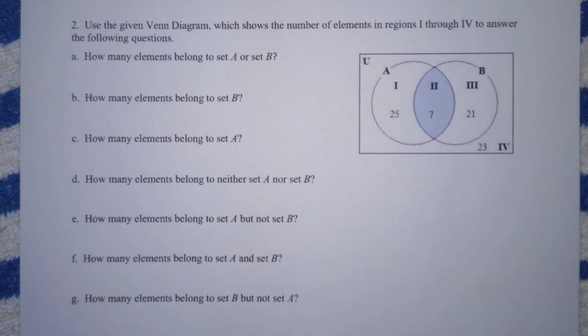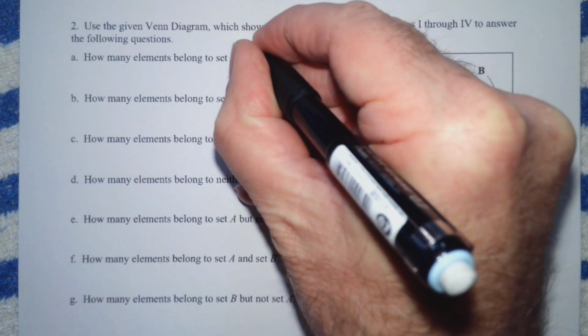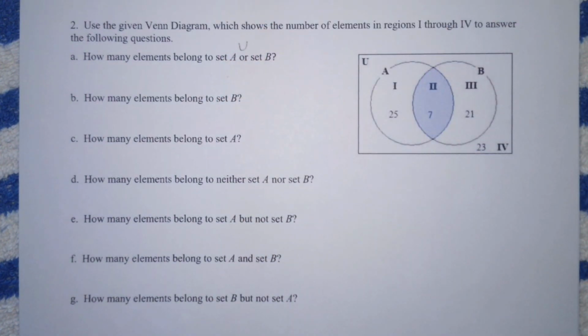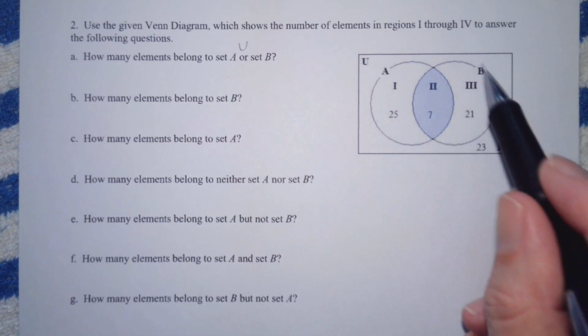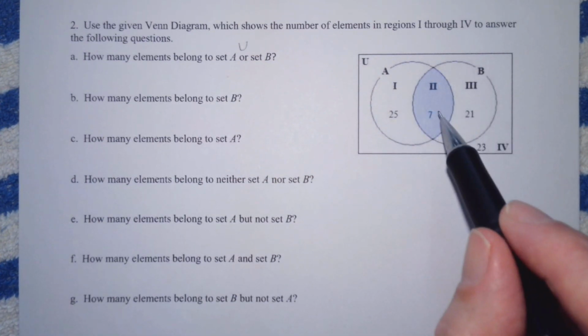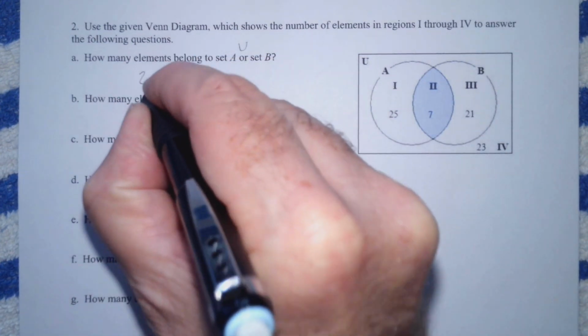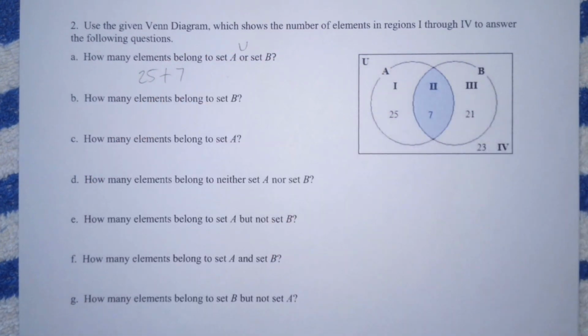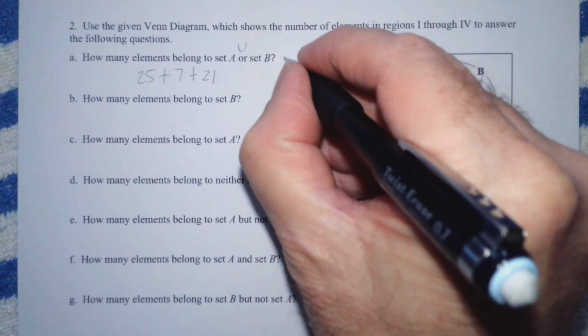All right, let's go ahead and go through this. So how many students belong to set A or set B? So again, when you see "or," think union. So that's basically all the elements in set A or set B or both. We're literally going to combine the two sets together. So we have 25 plus 7 plus 21, which is 53.